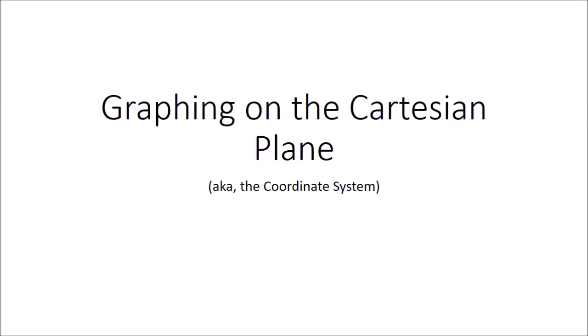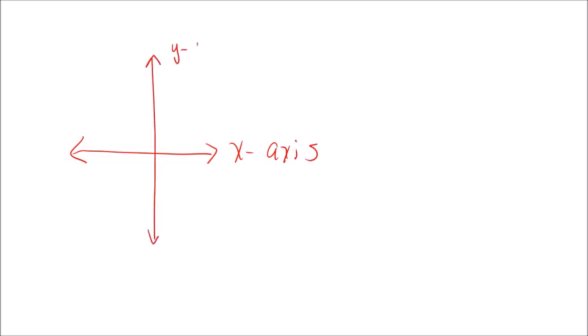Today we're going to talk about graphing on the Cartesian plane or the coordinate system. This system is a system of a horizontal number line called the x-axis. There's a vertical number line that intersects that called the y-axis. Where these two lines intersect is referred to as the origin. That is also considered the zero on both lines.